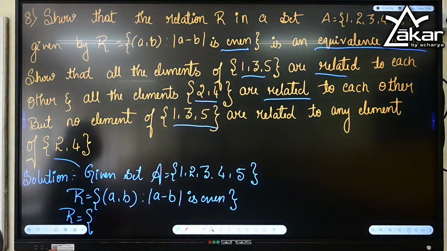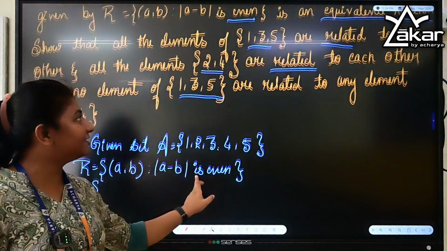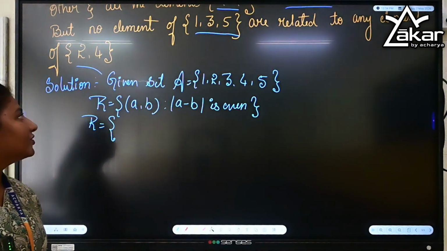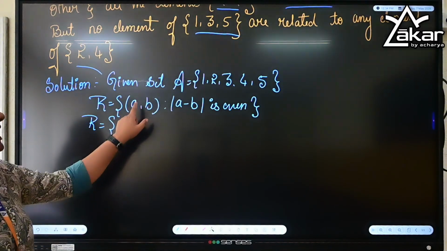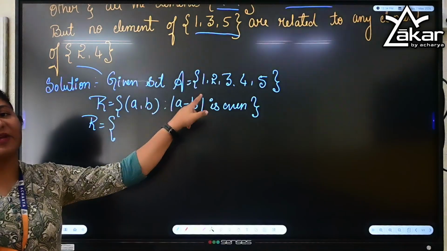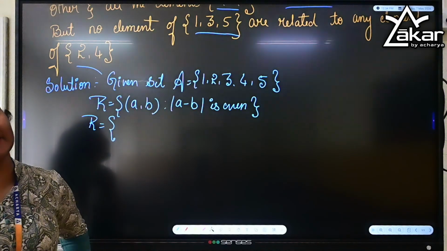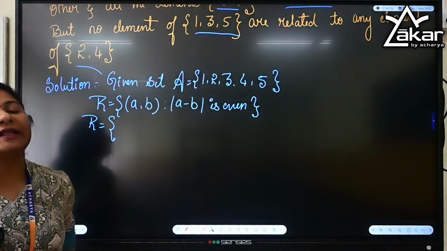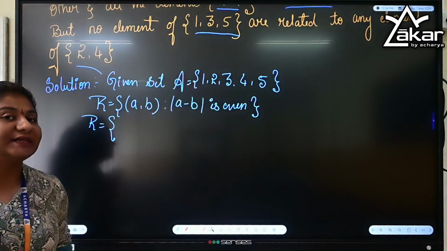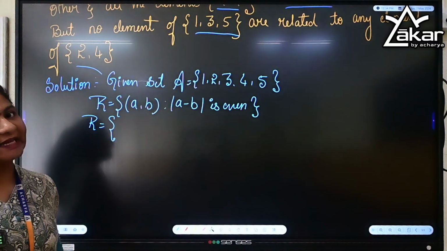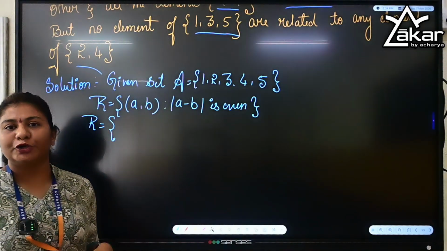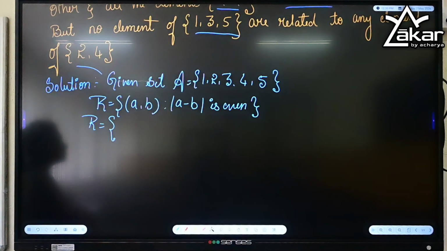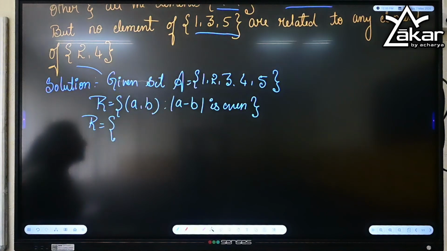Before knowing the equivalence relation, you need to know that all 3 conditions should be satisfied. For the given set A = {1, 2, 3, 4, 5}, what is the relation they have given? Mod of A minus B should be equal to an even element. It means whatever elements you deduct within the given set A, it should produce an even element. Even means that it is divisible by 2. So according to this condition, what are the elements that will be there?